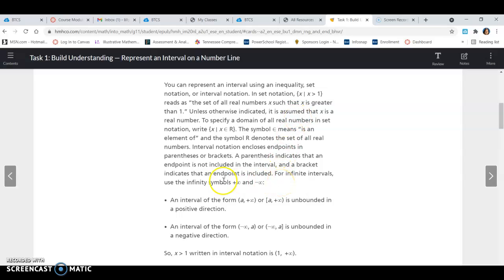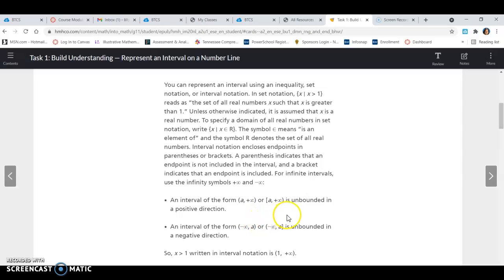For infinite intervals, use the infinity symbol, positive infinity and negative infinity. All right, so if you think about a number line, positive infinity is going to go to the right on a number line, in the positive x direction. Negative infinity is going to the left, in the negative direction.